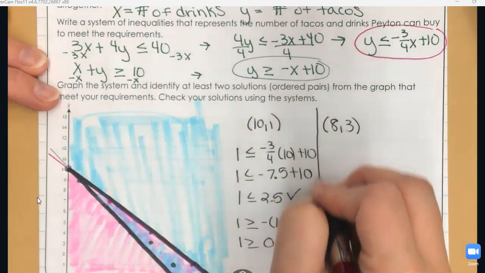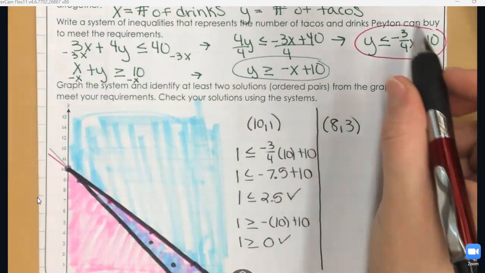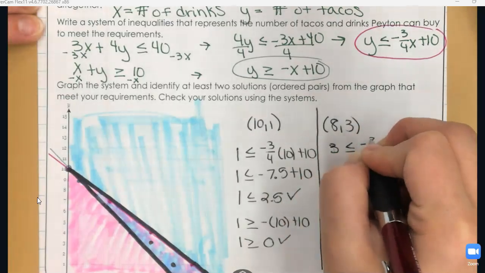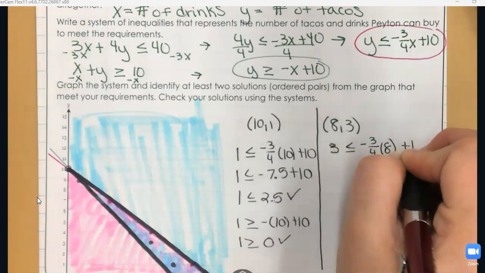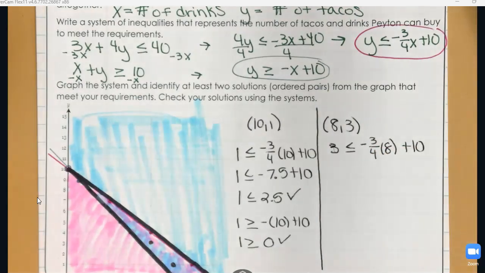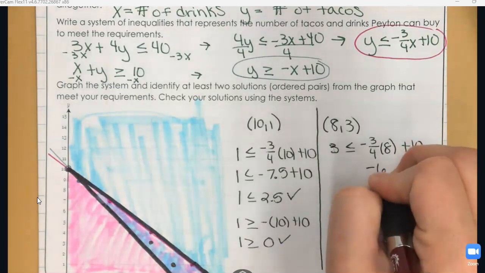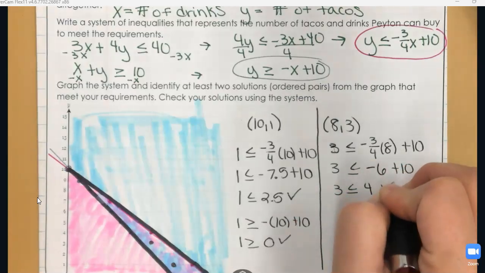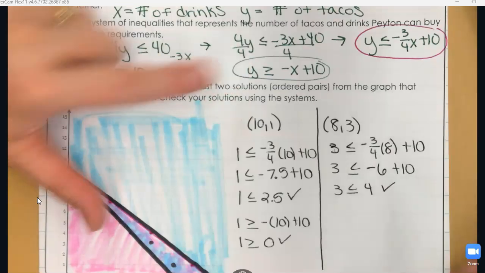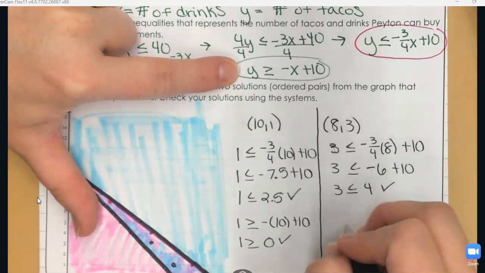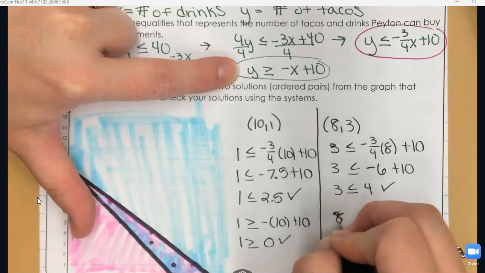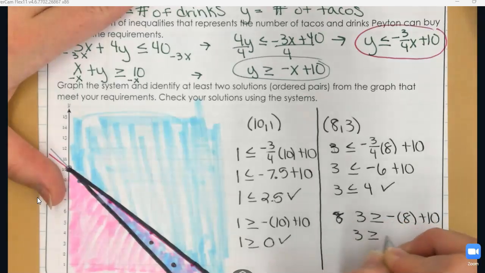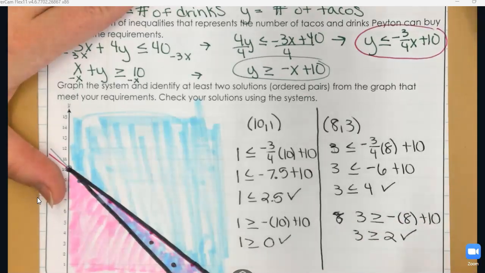Now let's test our other solution. If I plug 8 and 3 into the first inequality, 3 needs to be less than or equal to negative 3/4 times 8 plus 10. Negative 3/4 times 8 is negative 6. And negative 6 plus 10 is 4, which is greater than or equal to 3. On the next one, 3 needs to be greater than or equal to negative 8 plus 10. Negative 8 plus 10 is 2. 3 is greater than or equal to that. So both of these solutions are valid.